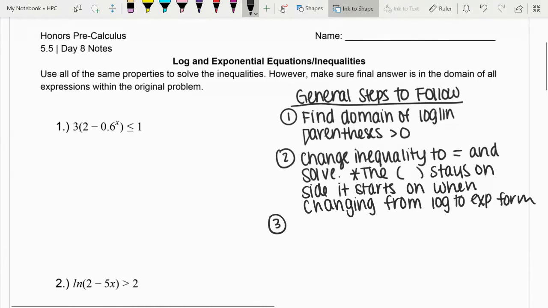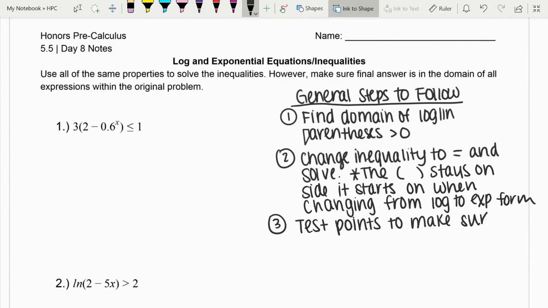Okay, number 3, we're going to test points to make sure that our solution is not extraneous. And then our last step is going to be to check against the domain.